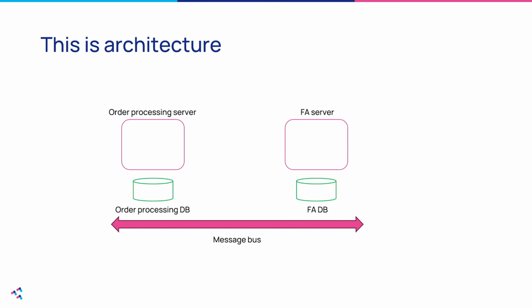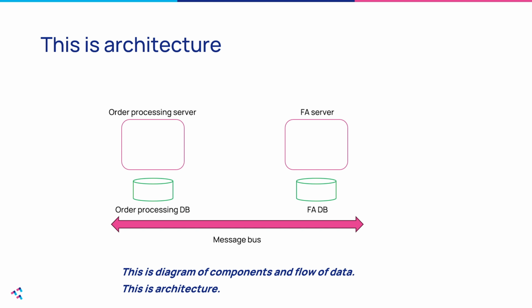If I write text to go with the diagram, I will probably describe the data flow. So there is an order processing server, an order processing database, and a financial accounting server with its own database. So there are two separate databases here, which clearly indicates that the entire data of the system is not in one place, it's in at least two databases, and we have a message bus, an enterprise service bus, which connects these two components in the system and allows messages to flow from one to the other. So this is a diagram of components and data flow. This is architecture. So the previous slide is functional, this slide depicts architecture.